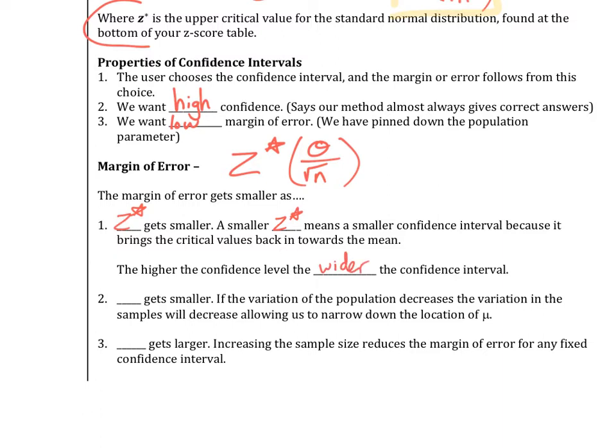Okay, so let me draw a picture. What this means is in your normal curve, here is the mean. The smaller the z-score, the closer it is to the mean. The wider the z-score, or the higher the confidence level, the farther it is from the mean.